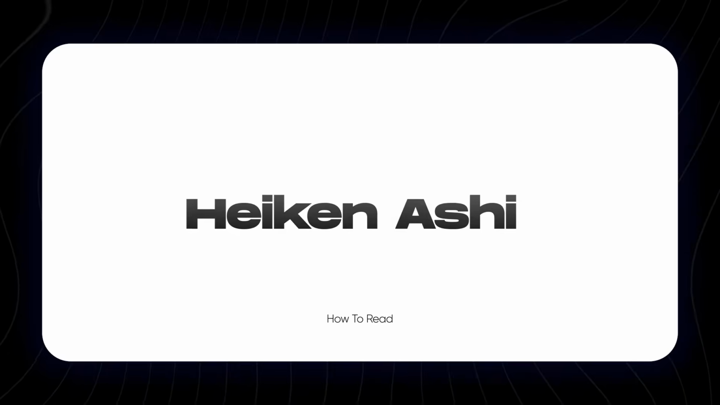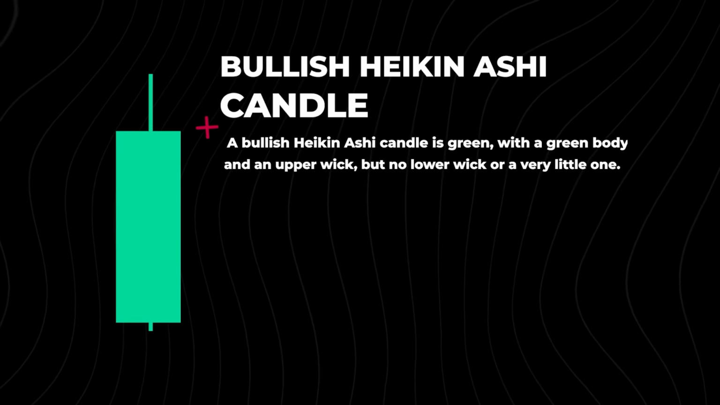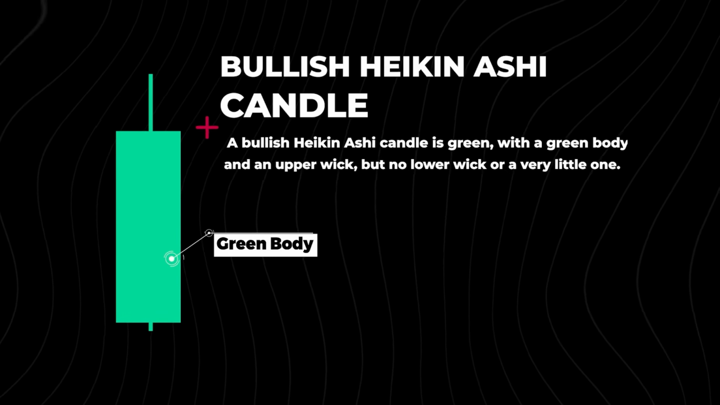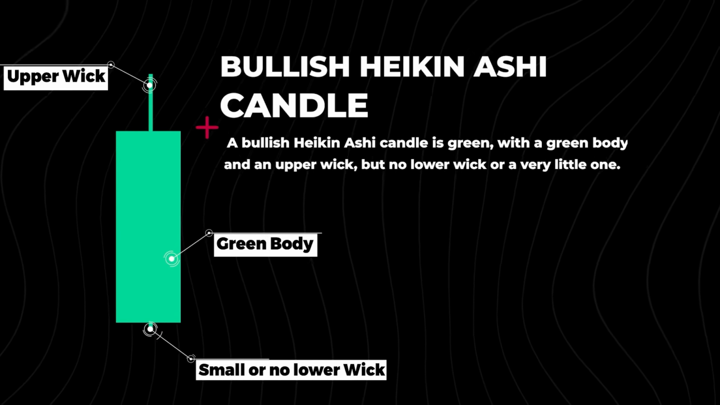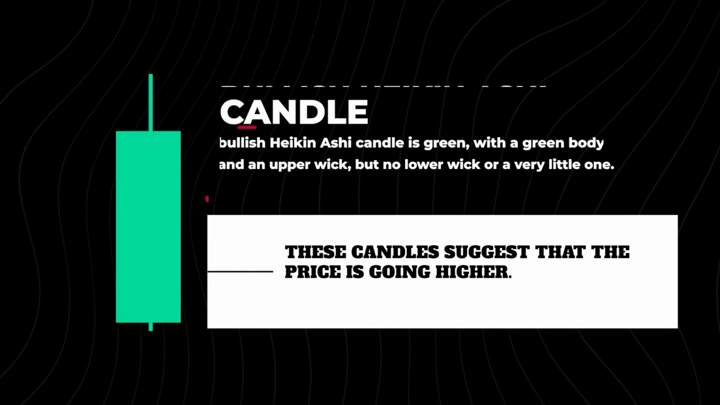How to read Heiken Ashi candles. Reading Heiken Ashi charts is simple. There are 3 main sorts of candles on these charts. A bullish Heiken Ashi candle is green with a green body and an upper wick, but no lower wick or a very little one. These candles suggest that the price is going higher.